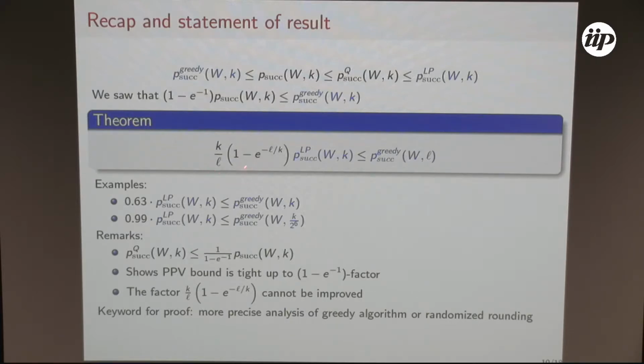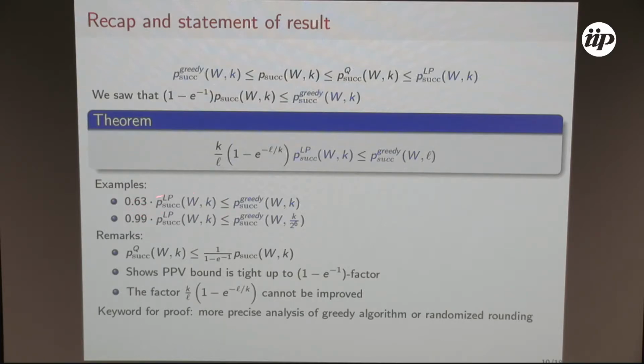Okay, so think of K is equal to L for now. If K is equal to L, this is just 1 minus 1 over E, and this is the ratio between the greedy and the LP. So it turns out that you can say that this 0.63 is not very good.